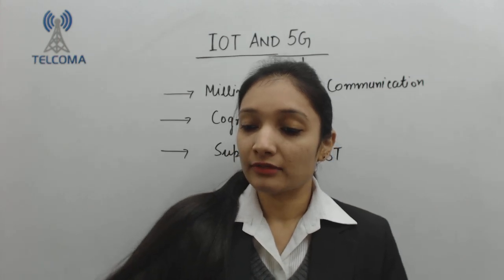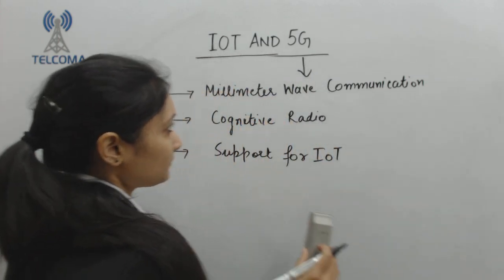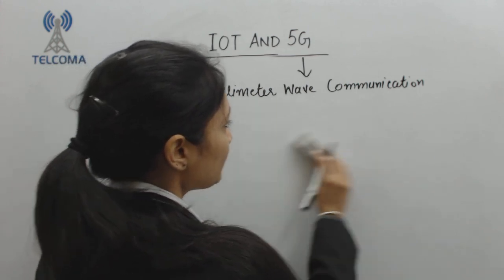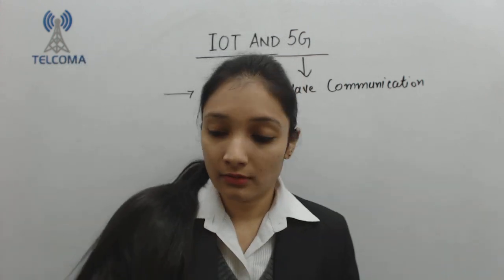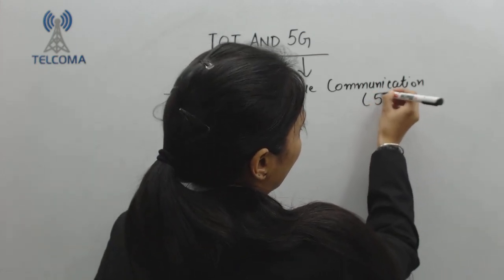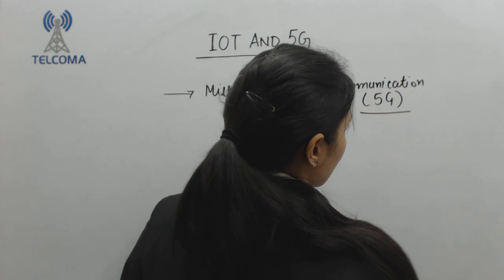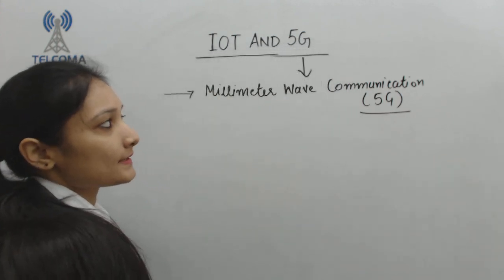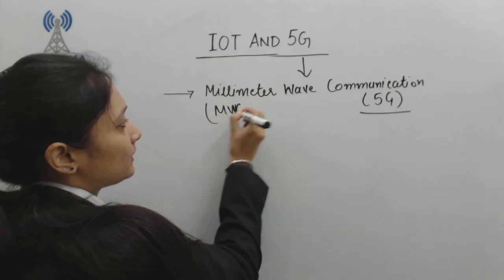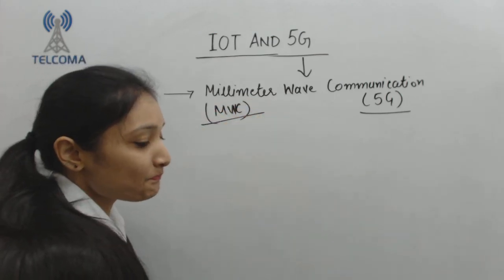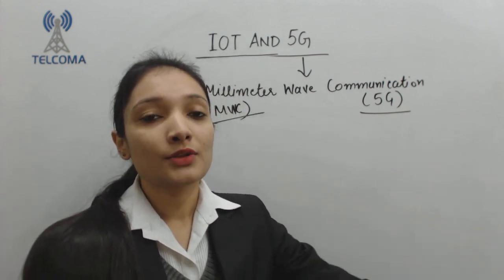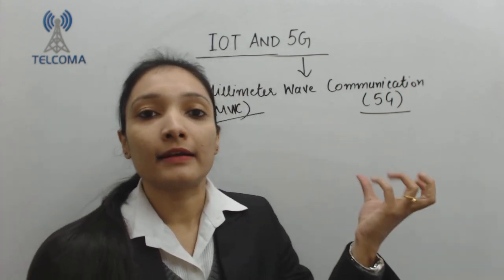Now, first of all, we have the millimeter wave communication. This millimeter wave communication is supposed to be in your fifth generation of cellular technology. This MWC technology is going to improve the wireless internet access.